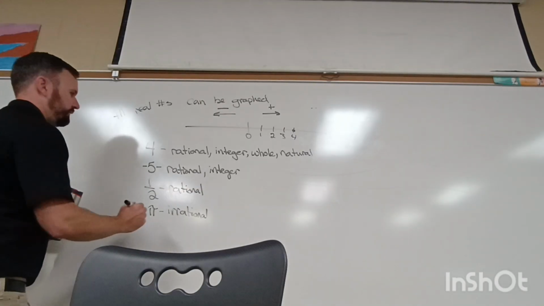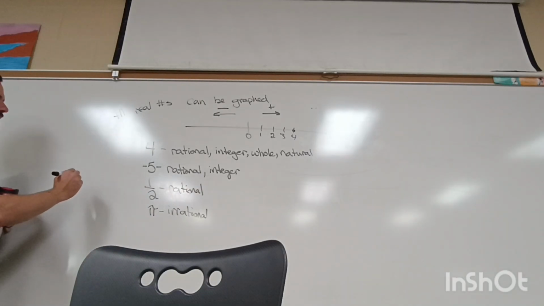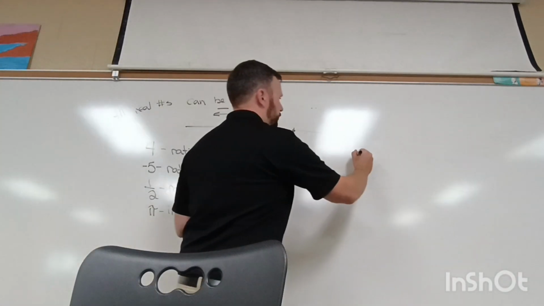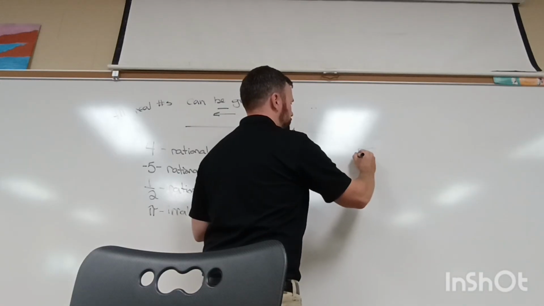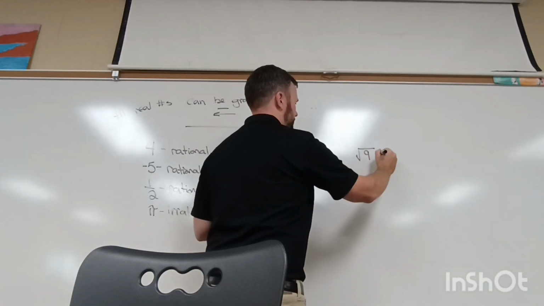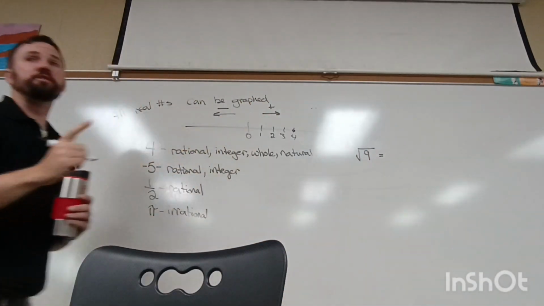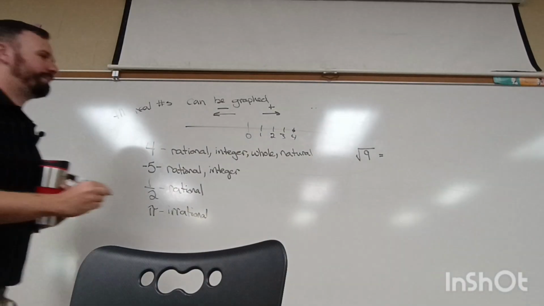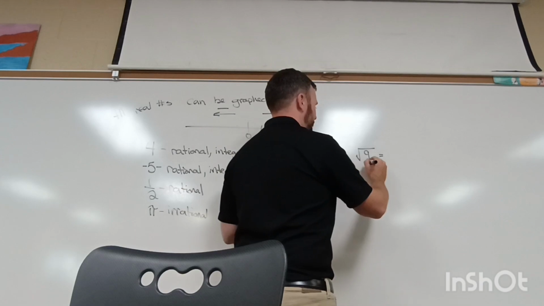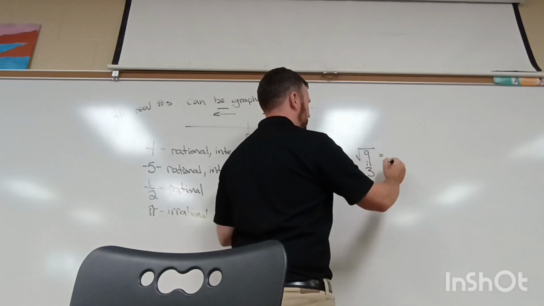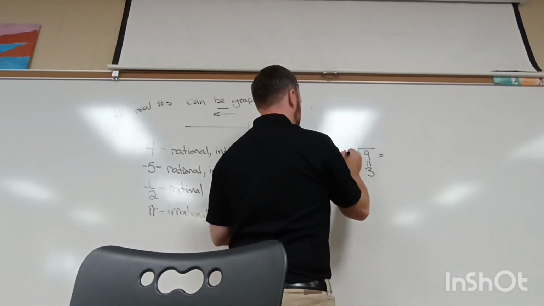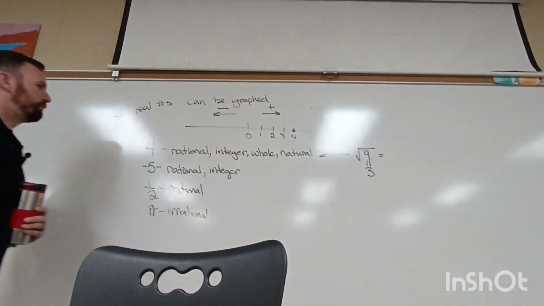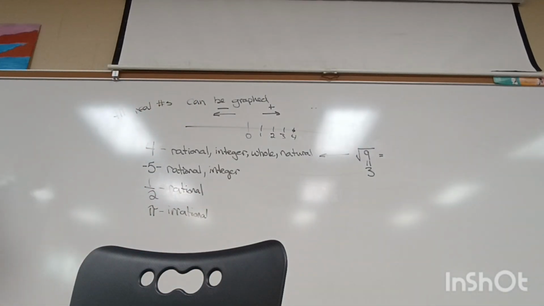All right. Let's do one more. What about, actually, we'll throw a trick. What about square root of 9? Oh, it's a square root, so it's automatically irrational, right? No, what? I tried. Can you simplify it first? Yeah. So that's going to be the same as 4, right? Rational, integer, whole, natural.